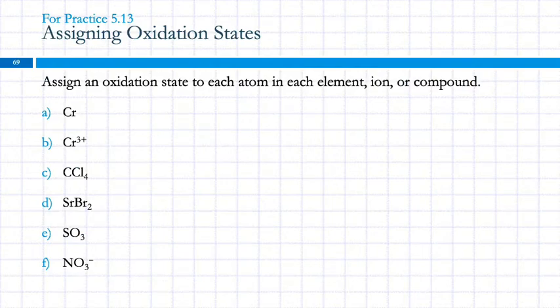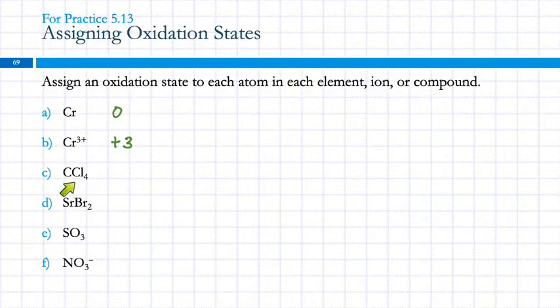Assign an oxidation state to each atom in each element, ion, or compound. So for A, we have an element, right? Chromium, does it have a charge on it? No. So what's its oxidation state? 0. How about the chromium-3 ion? It has a +3 oxidation state, same as its charge.